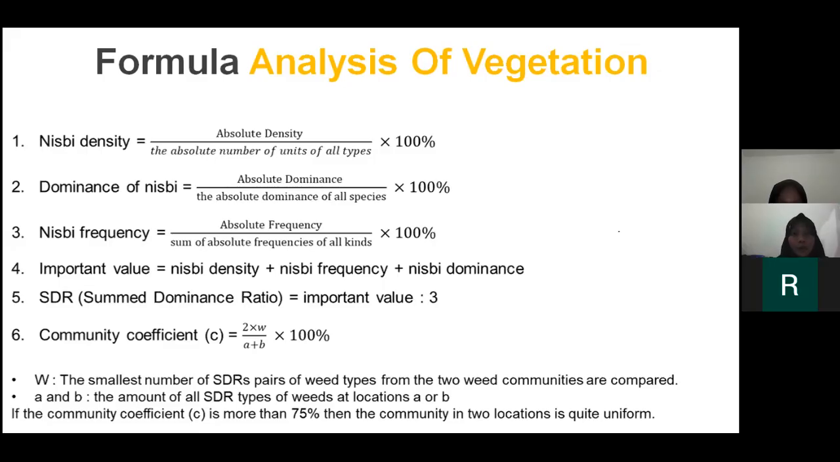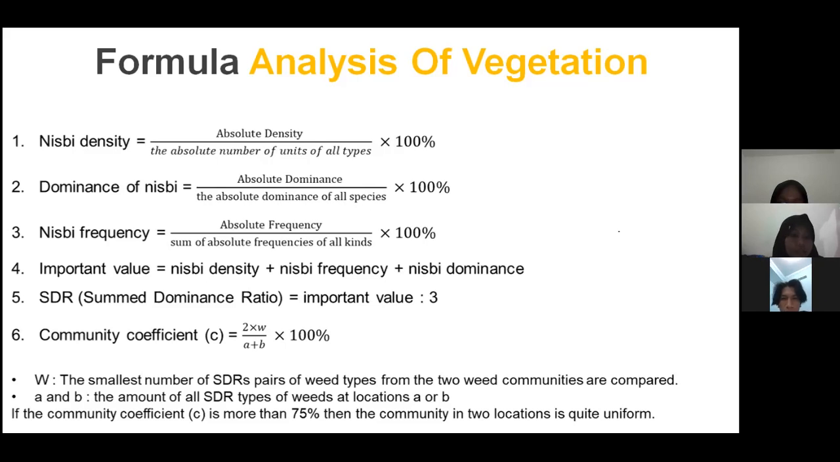Okay, there are formulas for the analysis of vegetation. The first formula is about relative density. You can find it with absolute density divided by the absolute number of units of all types times 100%. The second one is relative dominance. You can find it with absolute dominance divided by the absolute dominance of all species times 100%.